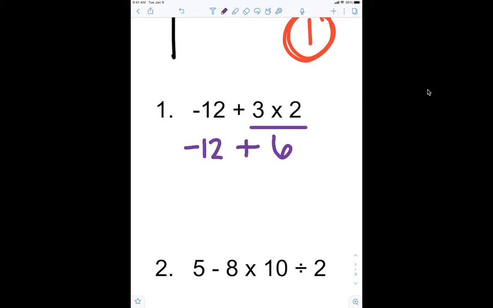It's really important that you follow these steps in the way I'm doing it, where you underline what you're doing and then follow down, or else it gets really confusing and you lose track of things. Okay, negative 12 plus 6.